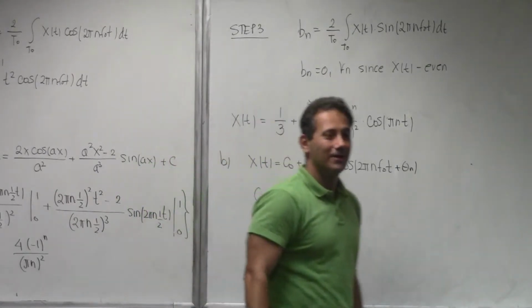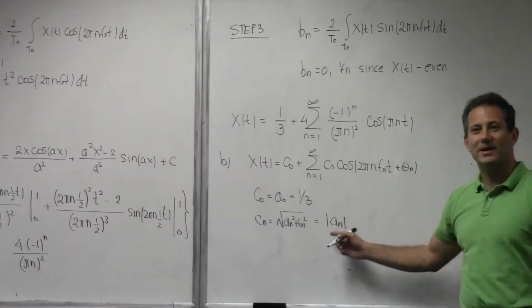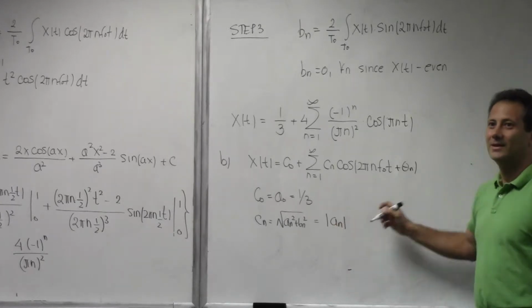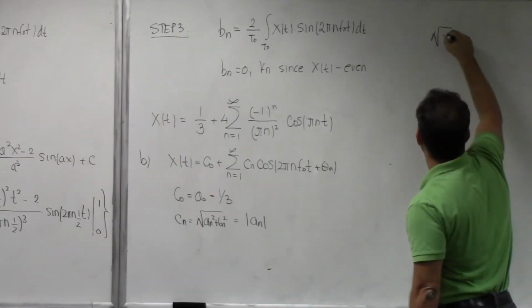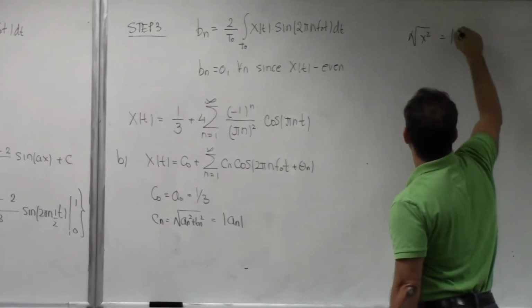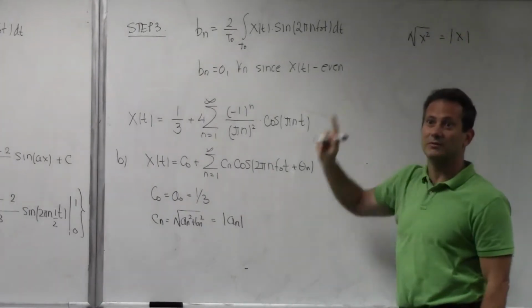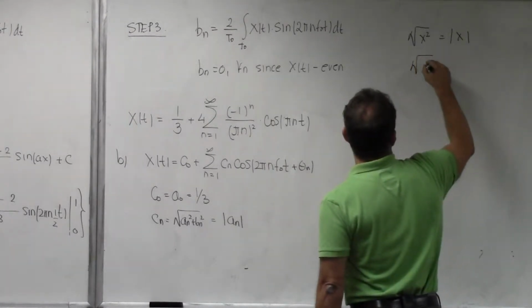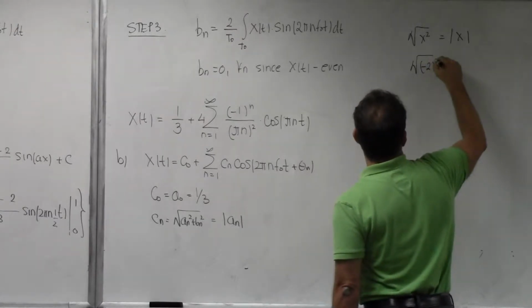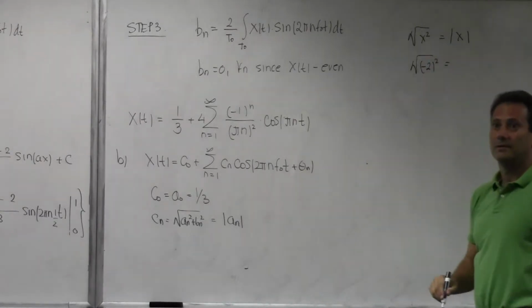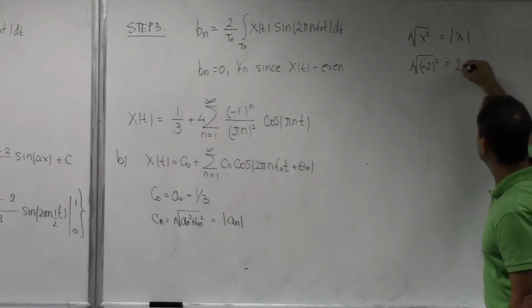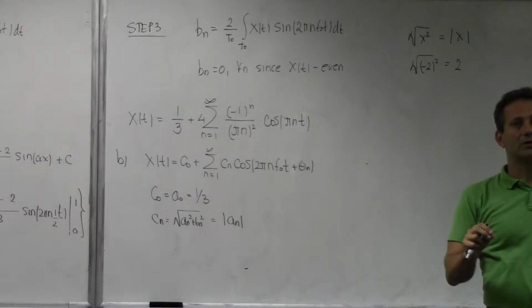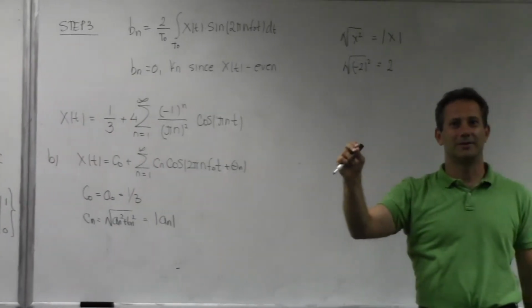Right? I'm sure some math teacher got you through this in the past. The square root of x squared is equal to the magnitude of x, the positive value of x. Let's take a look. The square root of, let's say, minus 2 squared is what? 2. It's 2, right? And it's not plus minus 2. Square root is a function, right? A function cannot have two outputs.